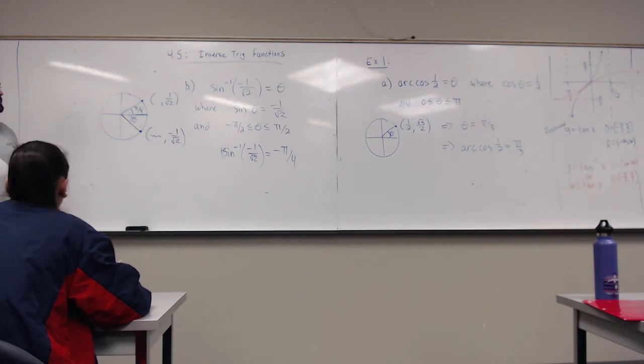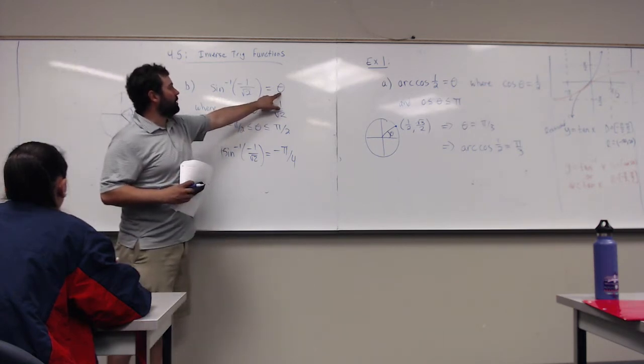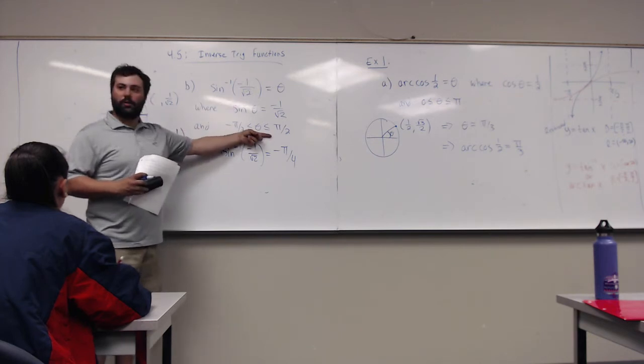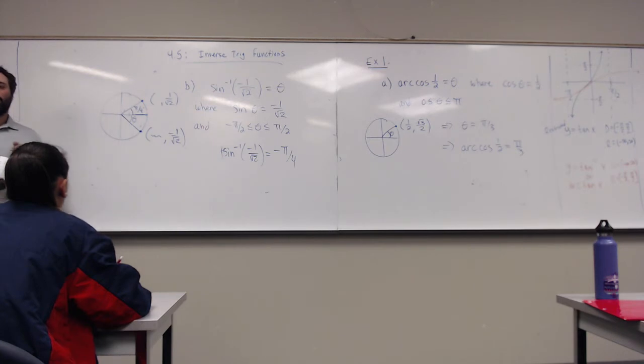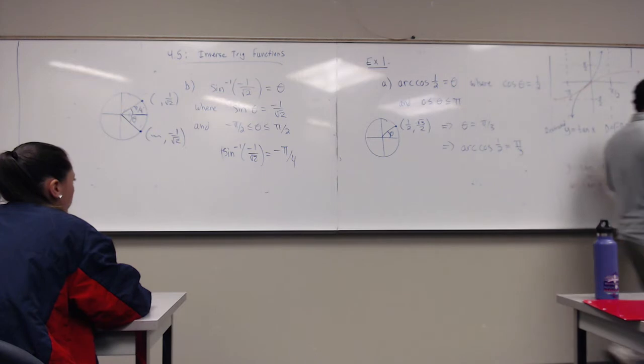Okay. So that's it for that one. So you're saying what angle, when you plug into sine, gives you minus 1 over root 2, where the angle is strictly between minus pi over 2 and pi over 2. The only such angle is minus pi over 4. Okay.